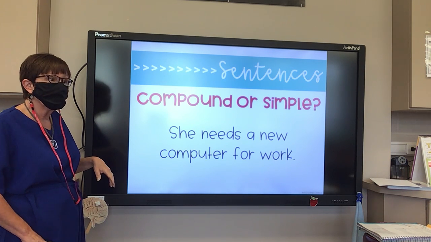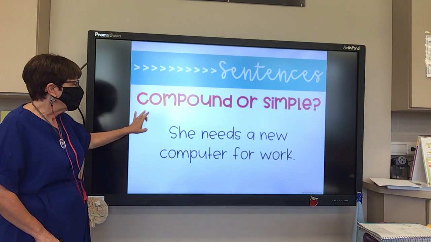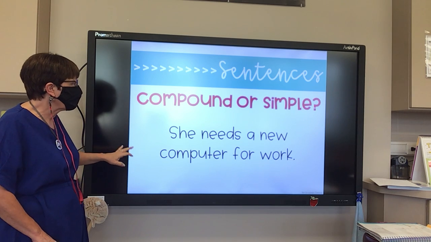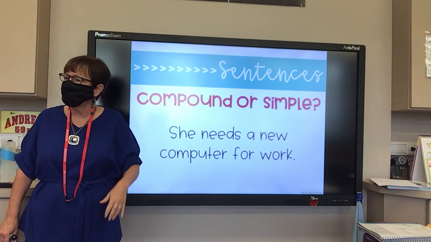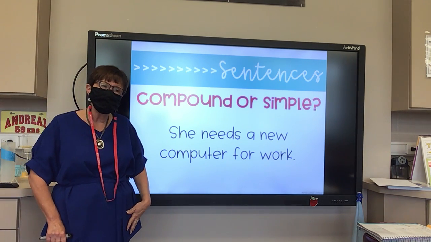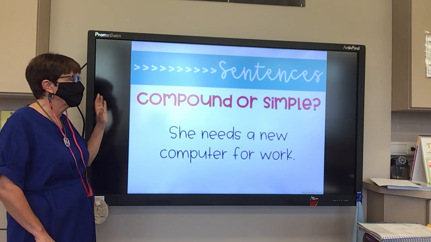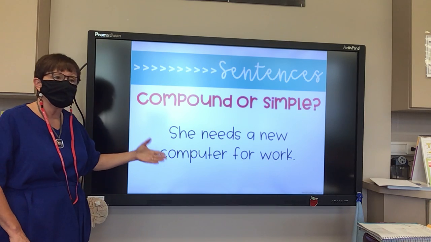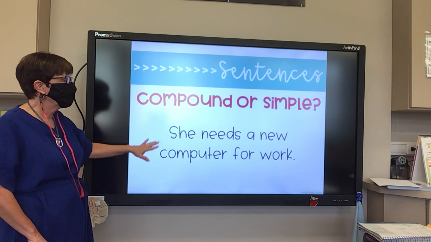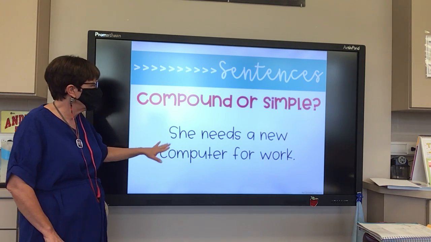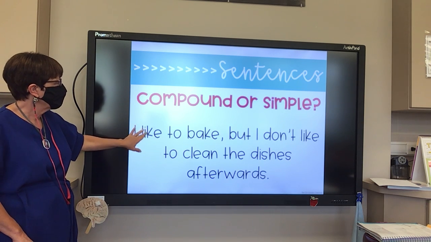Here, let's look at our sentence. She needs a new computer for work. Is this a compound or a simple sentence? What do we think it is? Ivy? Simple. It's a simple sentence. It just has a subject, one predicate. There's no conjunction, there's no comma, nothing.